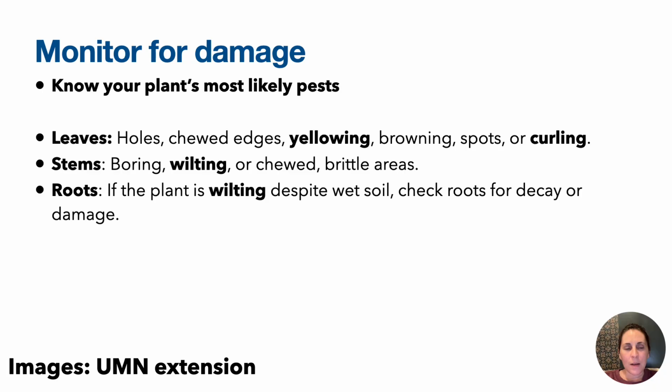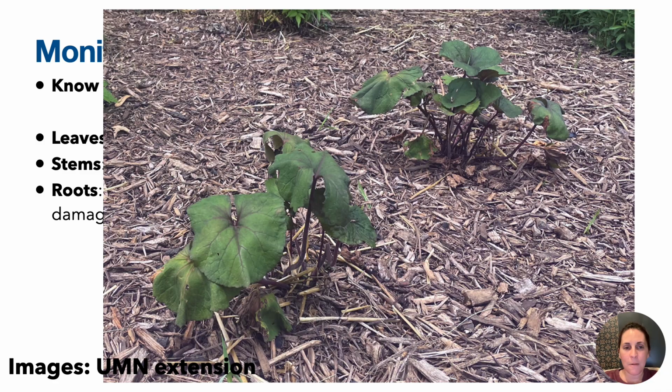And then another one that you can't necessarily monitor visually without pulling the plant is the roots. And so the question is, if the plant is wilting despite wet soil, check the roots for decay or damage. So if it has been properly watered, if it is still wilting, it is worthwhile to pull up that plant to see if there is some sort of root rot or some sort of pest that has taken hold in that plant.